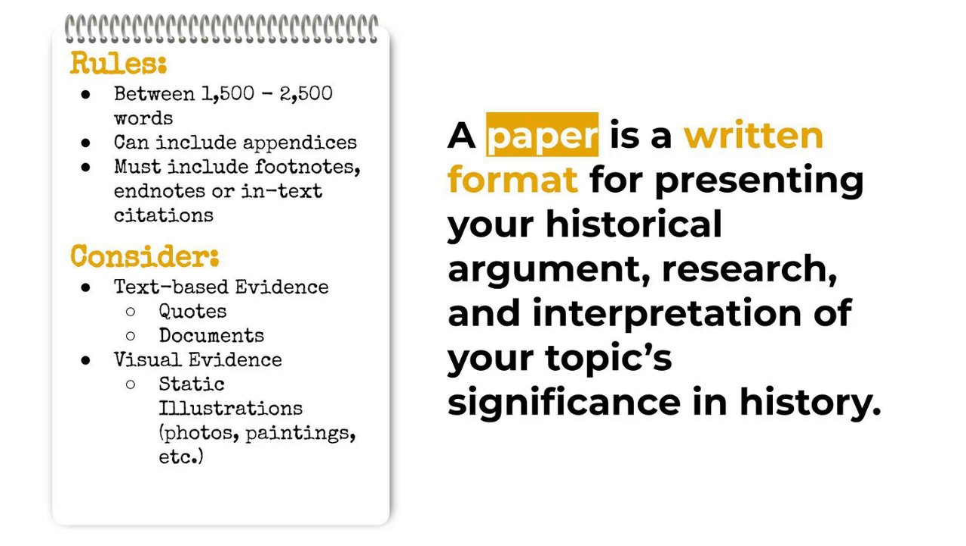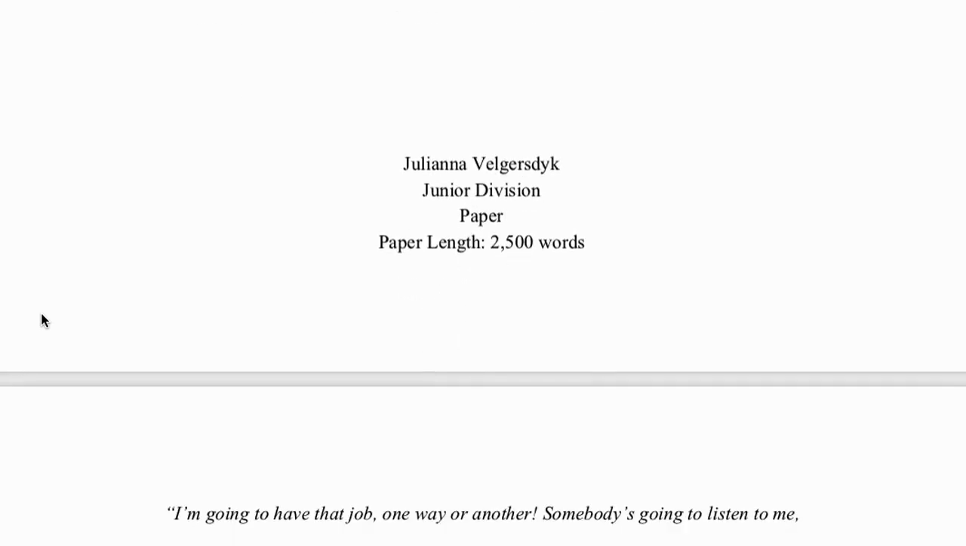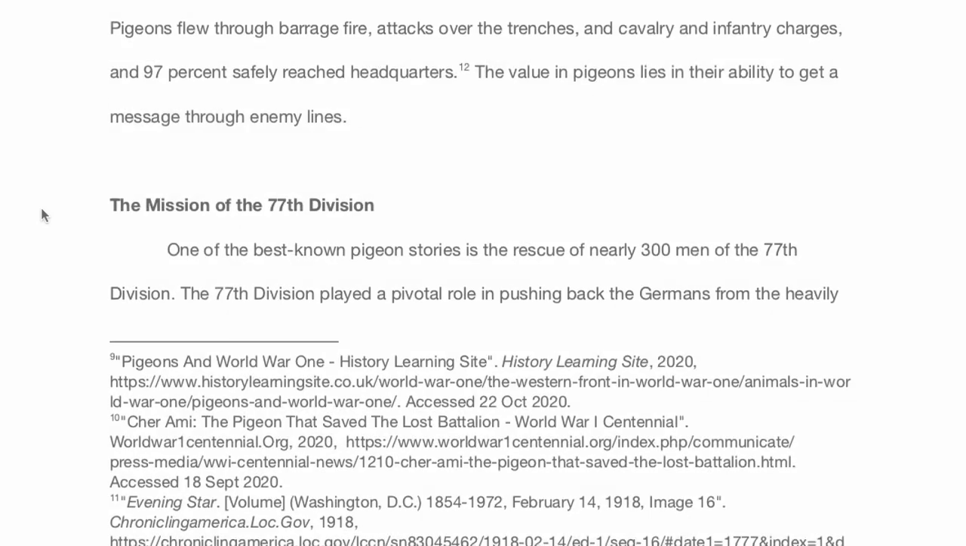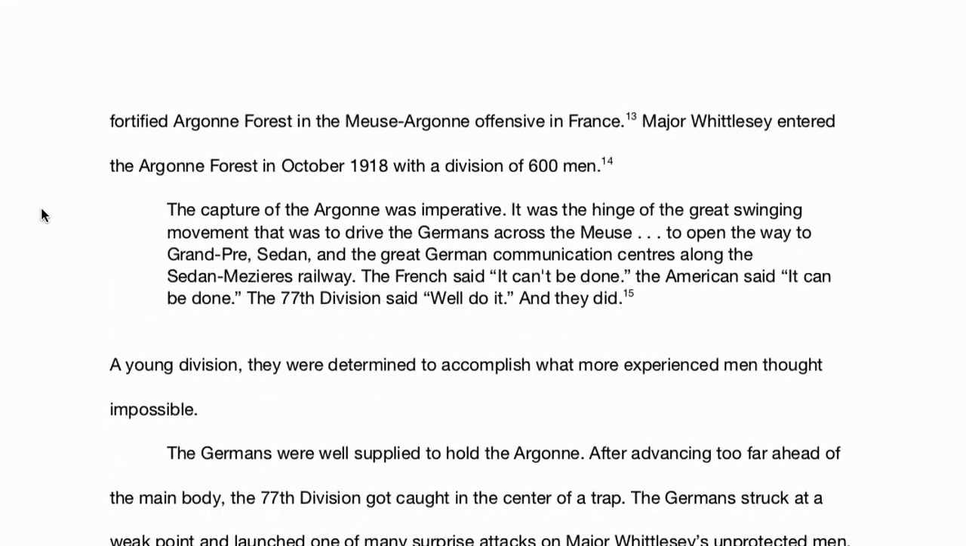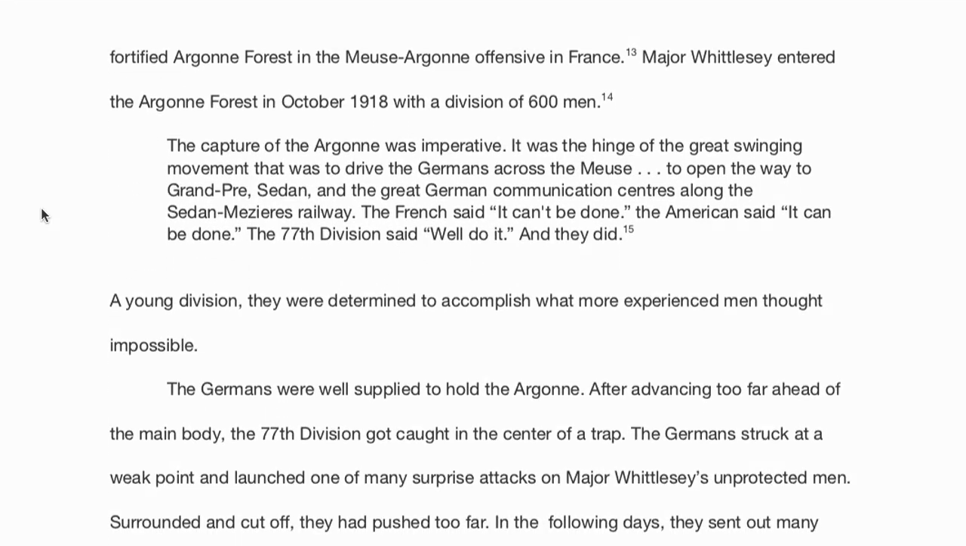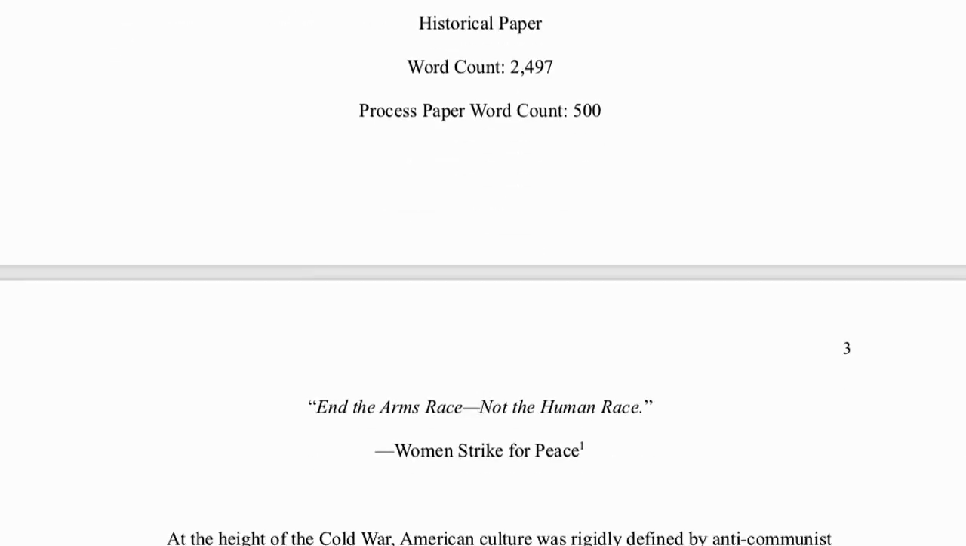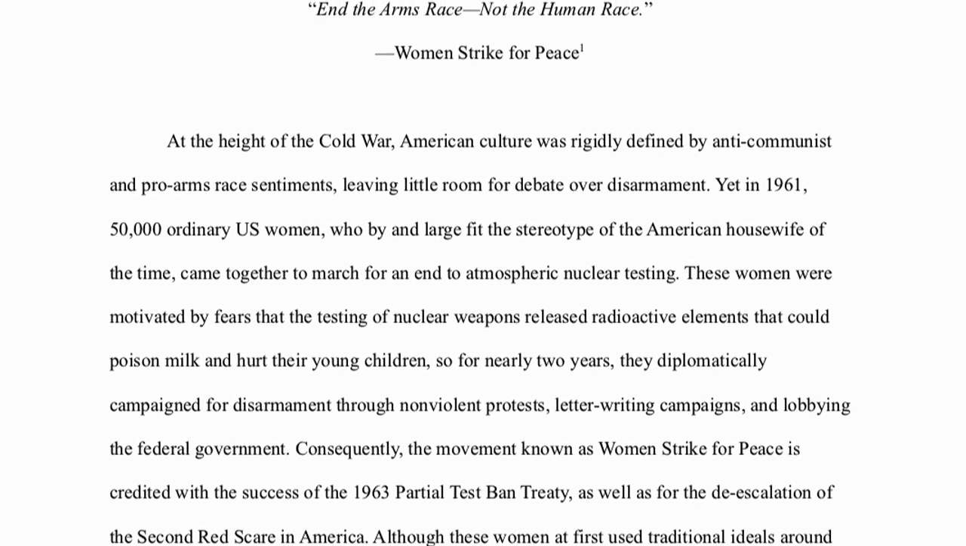You can have appendices at the end of your paper. You must include footnotes, endnotes, or in-text citations. This means you can include text-based evidence such as quotes or documents. You can also include visual evidence such as photos, paintings, or other static illustrations.